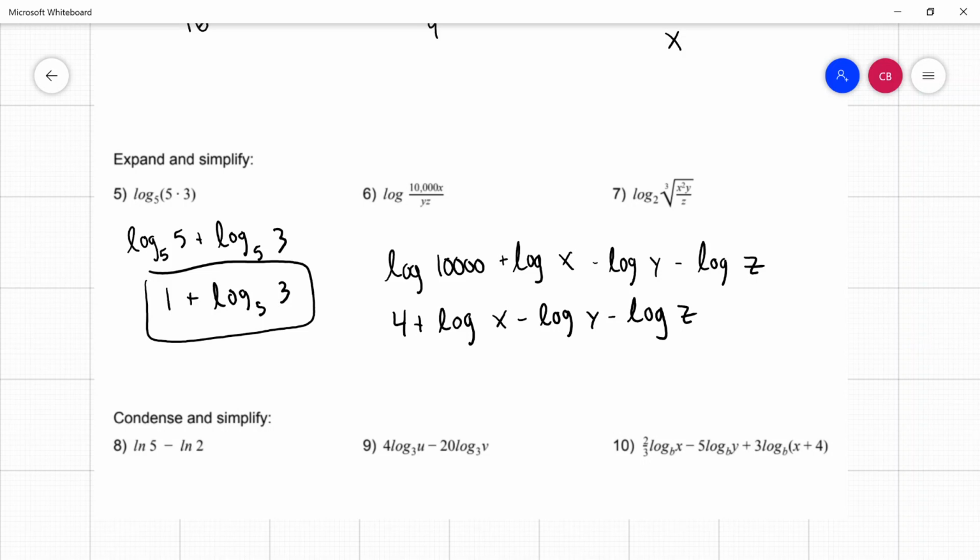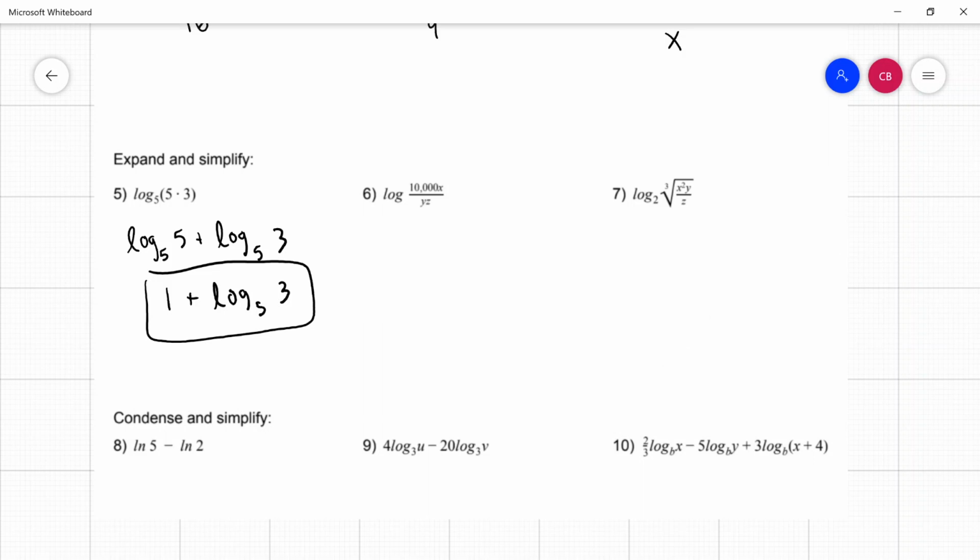Okay, I'm going to erase this now because I need more room for the other one. So we've got log base 2. All right. Remember, this is the 1/3 power. So I'm just going to write the 1/3 out here, and then I'm going to put brackets. Okay, so we've got log 2, and then let's just put everything where it goes. X squared plus log 2y minus log 2z.